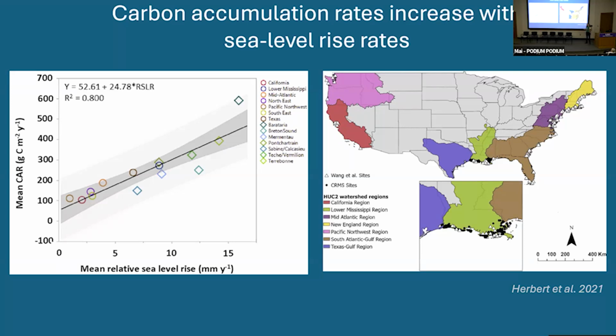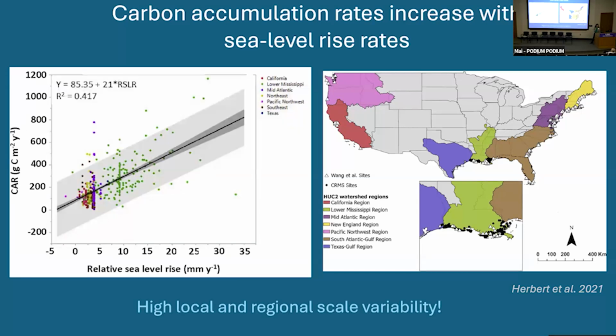What isn't shown in this figure is the tipping point beyond which rates of sea level rise are too high for marshes to keep pace, and plant productivity and carbon sequestration plummet as the system converts to open water. But these are averages based on a number of cores in each region. When we look at the individual core data, we can see that even regionally and locally, there's a high amount of variability in the carbon accumulation rates.